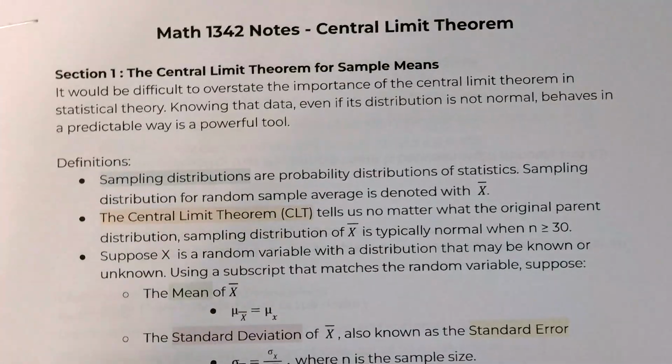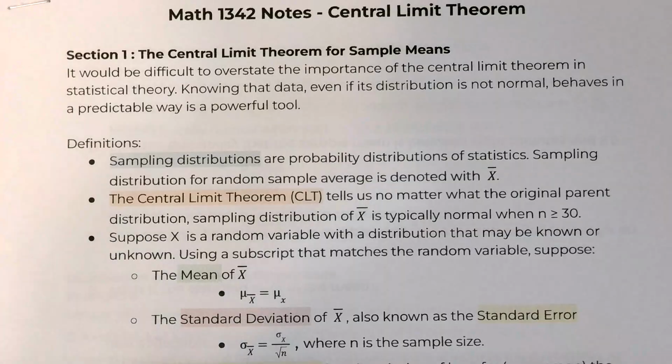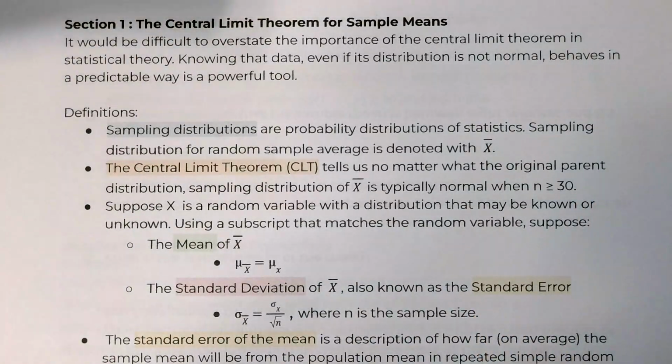Okay, we've been looking at all different types of continuous distributions. And the question I get most often is, how do you know which type of distribution to follow and what formulas to use? The best way to deal with this is the central limit theorem. The central limit theorem tells us that no matter what the original distribution is, as long as we have a sample size larger than 30, typically the distribution is normally distributed.